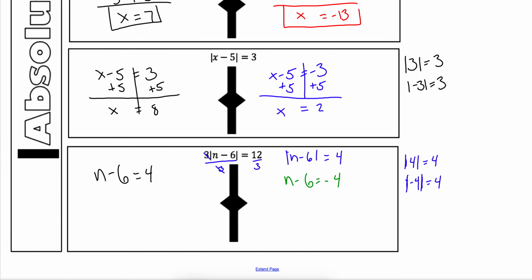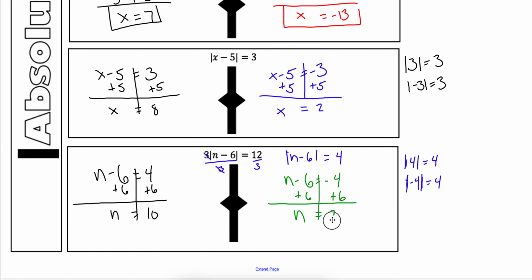So let's do the first one. Get rid of this negative 6. We have to add 6 to both sides, and we're left with n is the same as 4 plus 6, which is 10. And we're done. Over here, do the same thing. We're adding 6 to both sides to get rid of the negative 6. We're left with n is the same as negative 4 plus 6, which is 2.